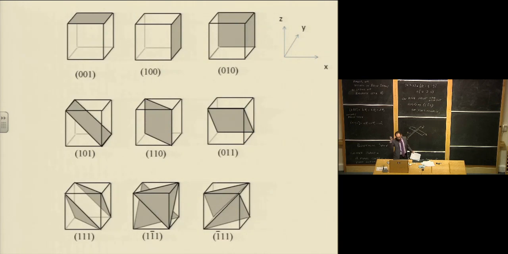So here's a whole bunch of different Miller indices for different planes. 0, 0, 1, 1, 0, 0, 0, 1, 0, 1, 0, 1, and so forth. And you see that they actually kind of come in families. If you look at the family across the top row, you'll see that 0, 0, 1 and 1, 0, 0 look similar, and 0, 1, 0 looks similar.